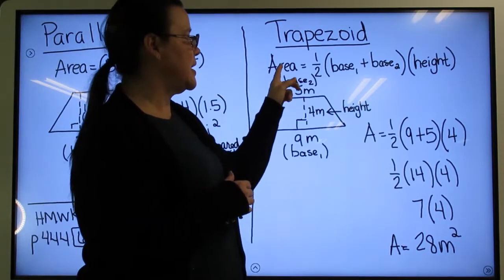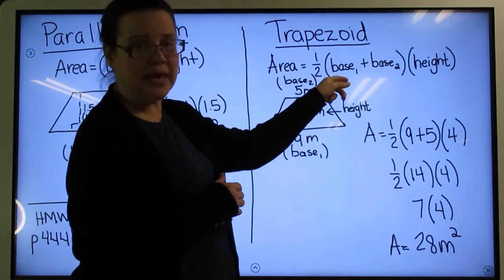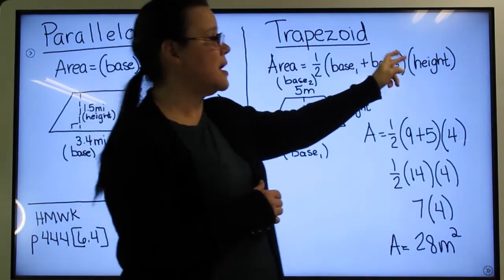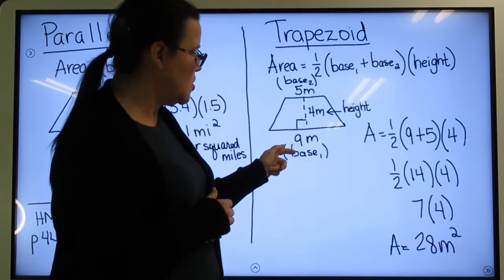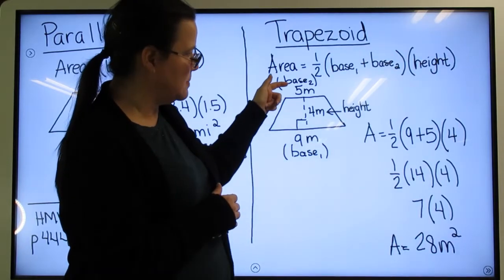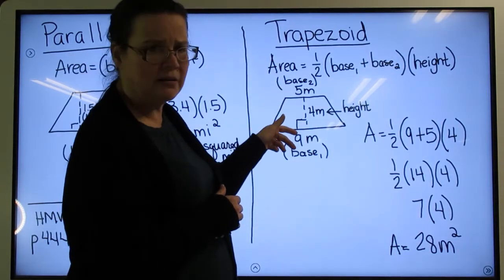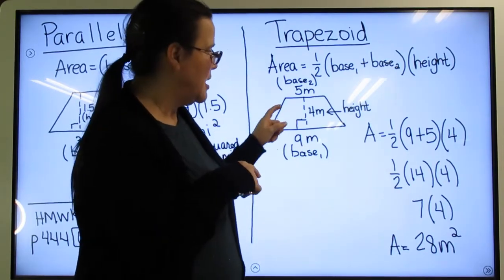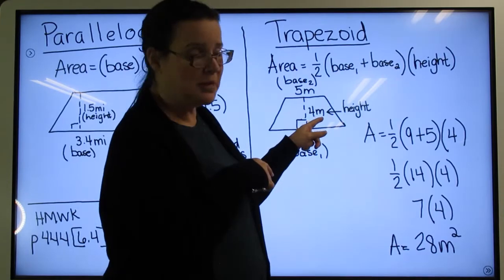Trapezoid: area is half times the base plus the base 2, base 1, base 2, and then times that height. The base 1 is at the bottom and base 2 is up at the top. If you switch them around, it doesn't really matter as long as those two get added together. And then 4 meters would be the height.